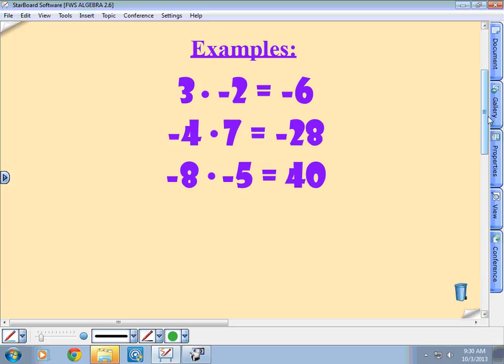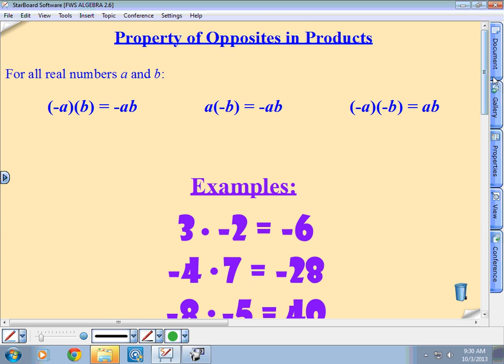And it doesn't matter if the first one's positive and the second one is negative, or if the first one is negative and the second one's positive. Negative 4 times 7 is negative 28. Different signs, a negative answer. Okay? And then notice, 2 negatives is going to give me a positive. So I have negative 8 times negative 5 is positive 40. That's the property of opposites in products.